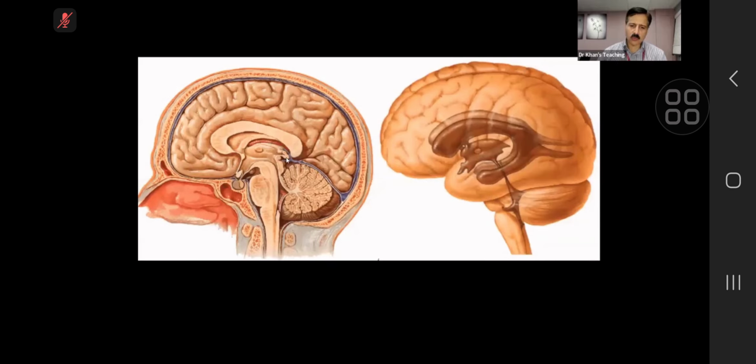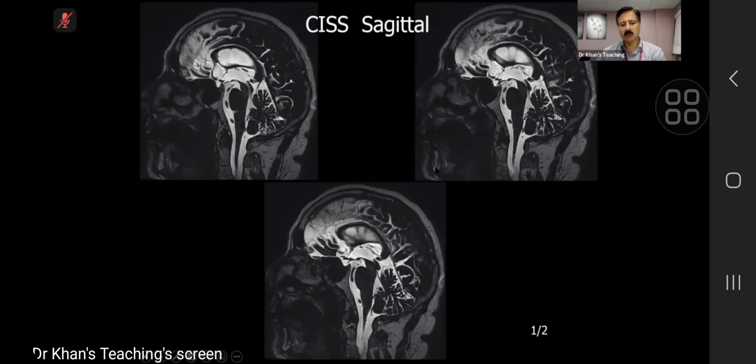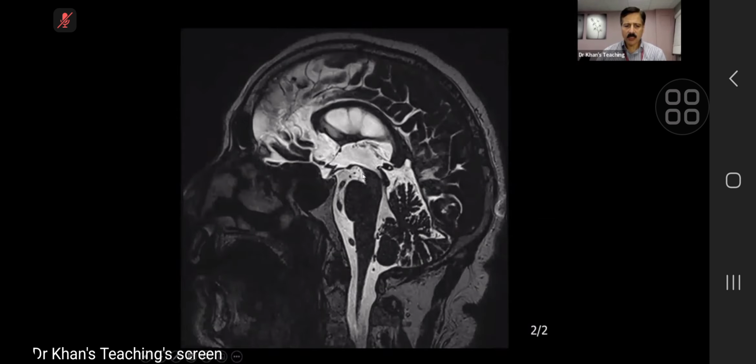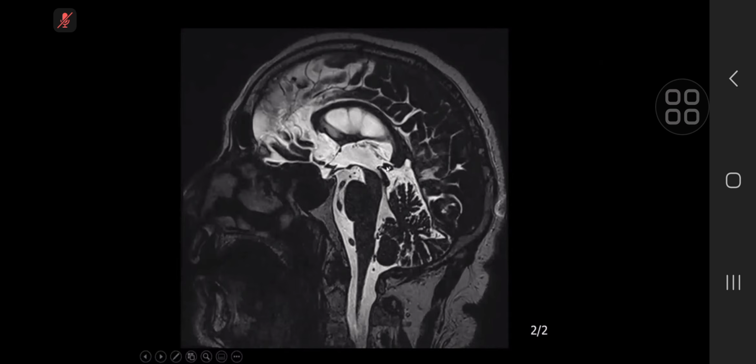And superior to the pineal is this recess. So, pineal is sitting here where I'm pointing out. Superior to that is the suprapineal recess. So on a CISS sequence, actually, you can see all of this. So this is the pineal. You can see this suprapineal recess. This is the infundibular recess. This is the chiasmatic recess. This is the floor of the third ventricle.